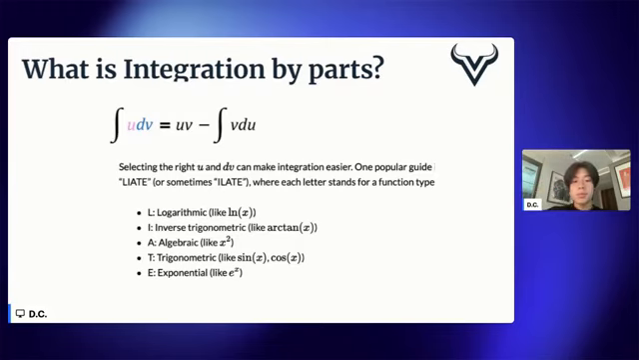Some tips for selecting u and dv is LIATE. Logarithmic, like ln x; inverse trig, like arctan; algebraic, like x squared; trig, like sine and cosine; and exponential, like e to the x. You may consider these as a u or dv. Those are very simple options that will make your life much easier if you pick the right u and the right dv.